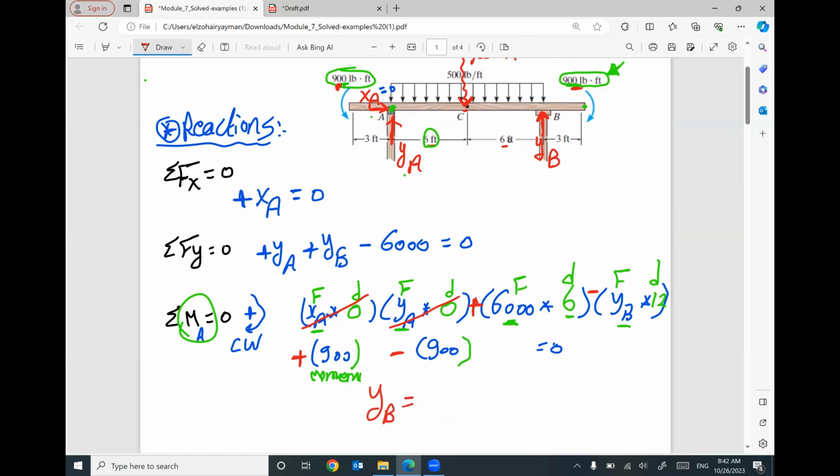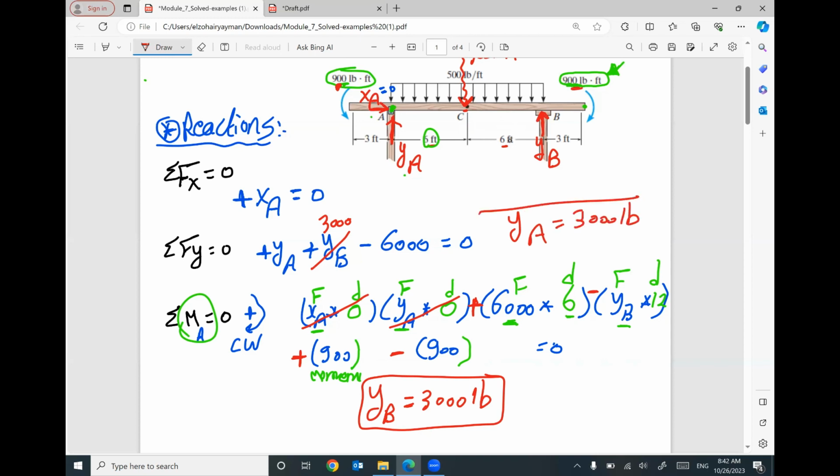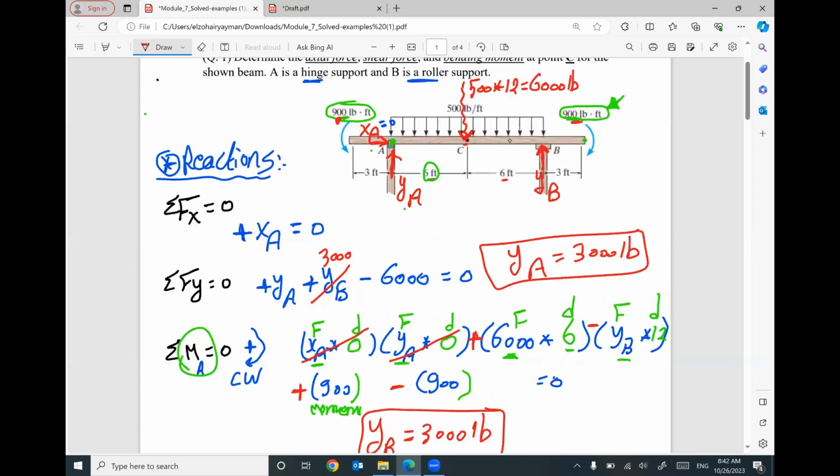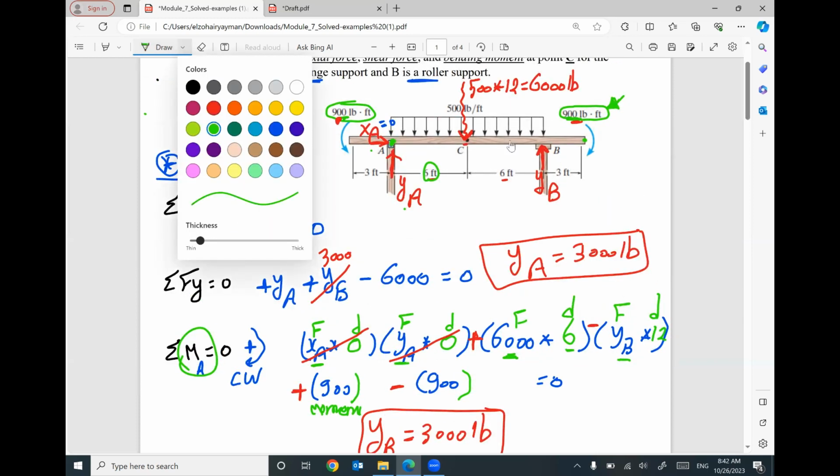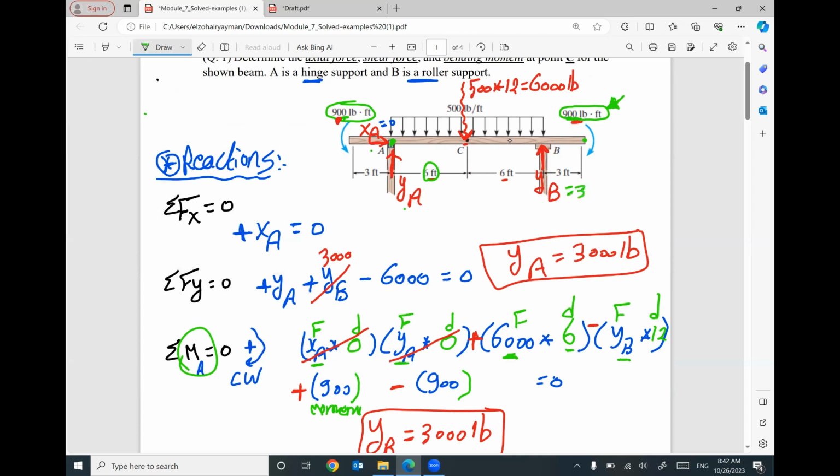Your YB will be 3,000 pound. If you go back here and put YB 3,000, I can say YA will also equal 3,000. So by the end of all of these calculations, I found YB equals 3,000 pound, YA will equal 3,000 pound, and XA equals 0.